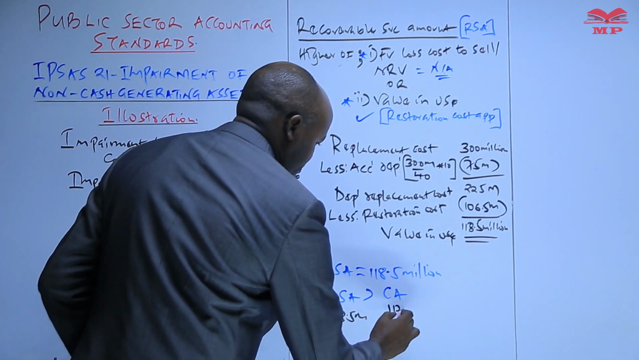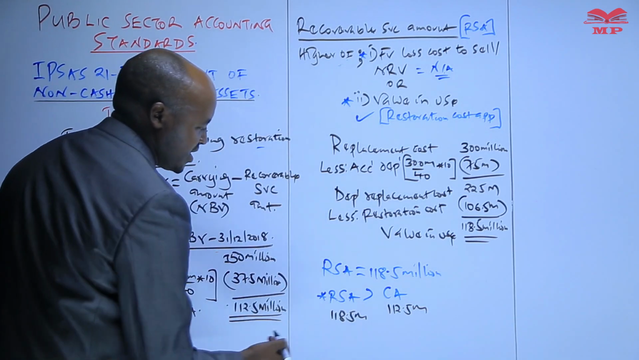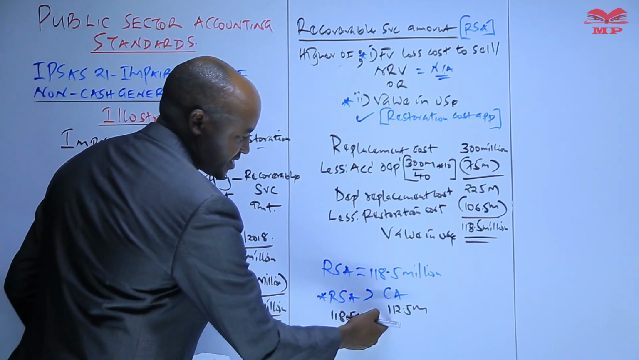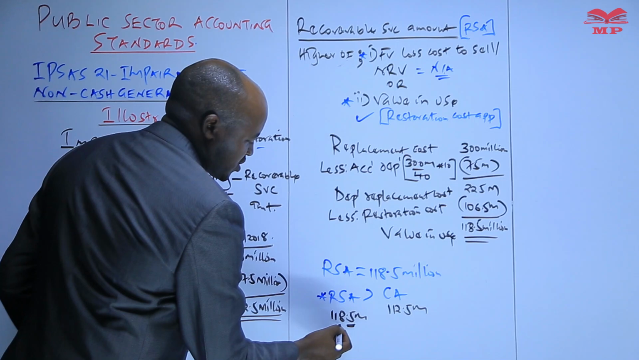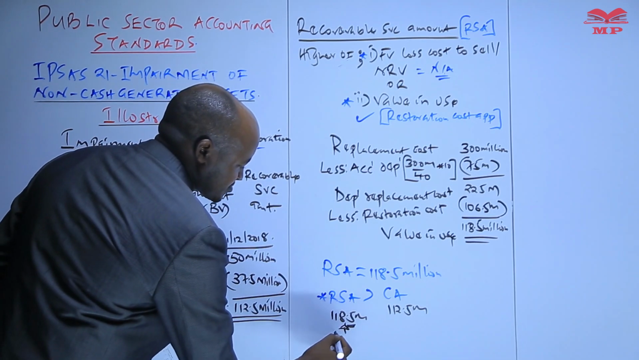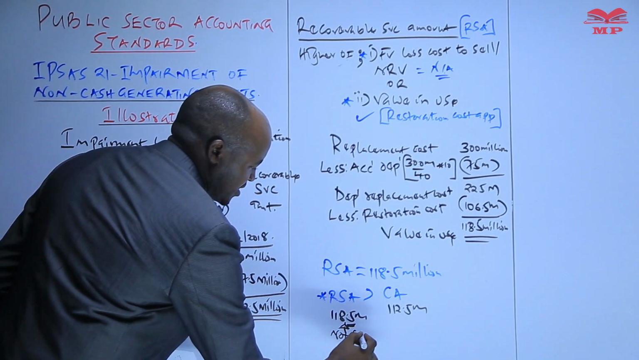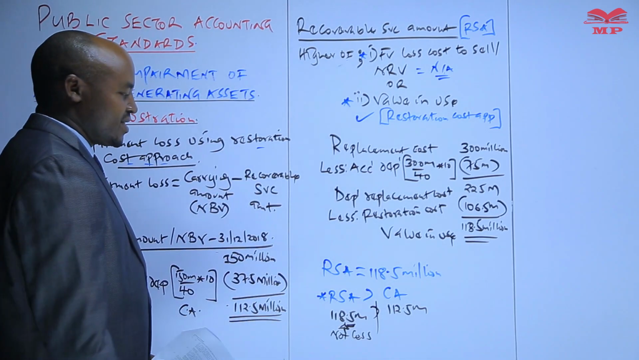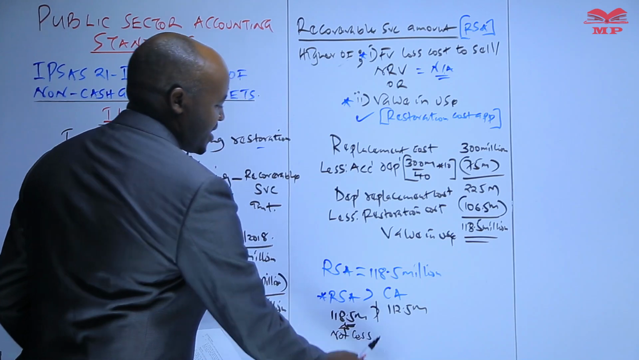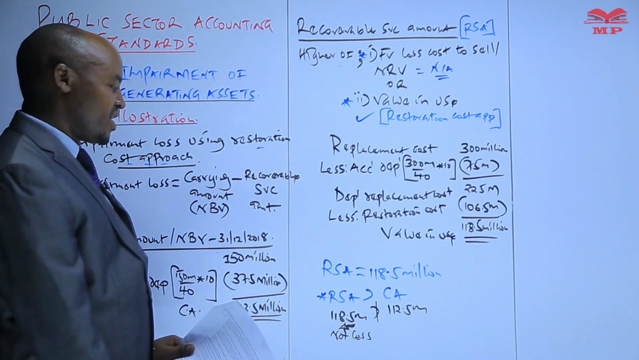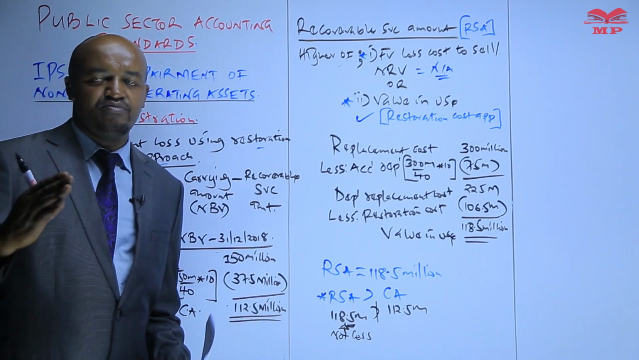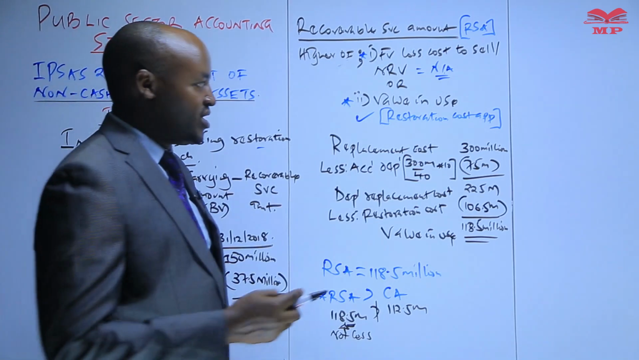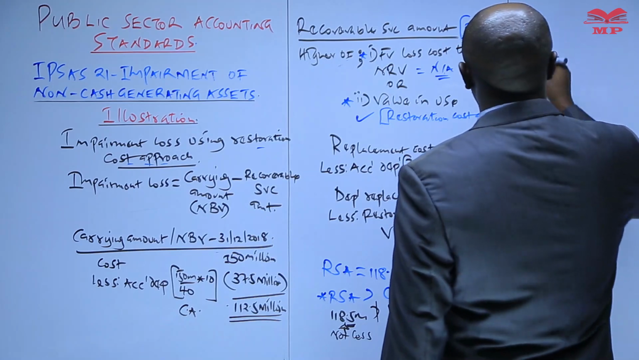The carrying amount is what we have here. That is 112.5 million. So we need to check, is this particular amount here, the recoverable service amount, less than this? Obviously, this one is not less than the carrying amount. What does that mean? It means that this particular non-cash generating asset here is not impaired. Therefore, no impairment loss is to be recognized. So that will be the answer here.